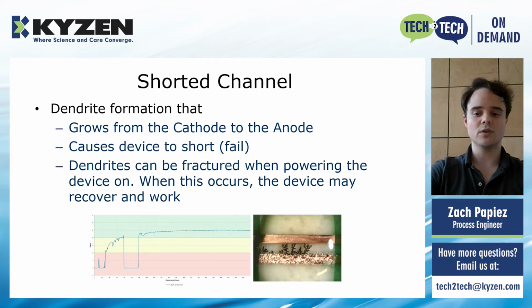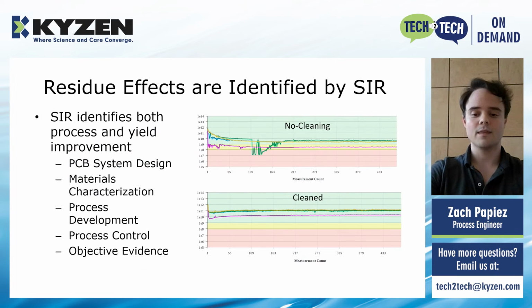A shorted channel occurs when the dendrite completely bridges the anode and cathode together. This is depicted on the right picture as a lightning-like structure growing from top to bottom. The accompanying SIR chart identifies this failure by depicting values remaining at the lowest resistance value the system allows for a long period of time. The chart values eventually recover from the danger zone, and the assumption is that the electrical bias eventually broke the dendrite.